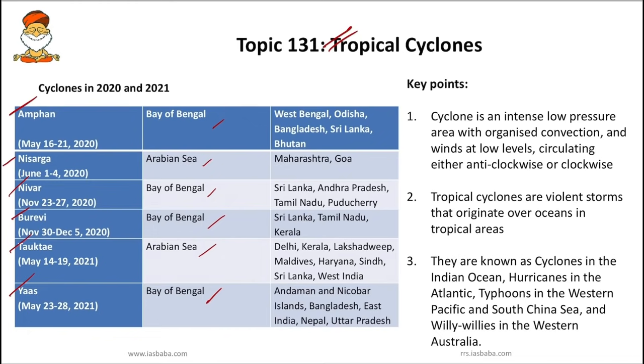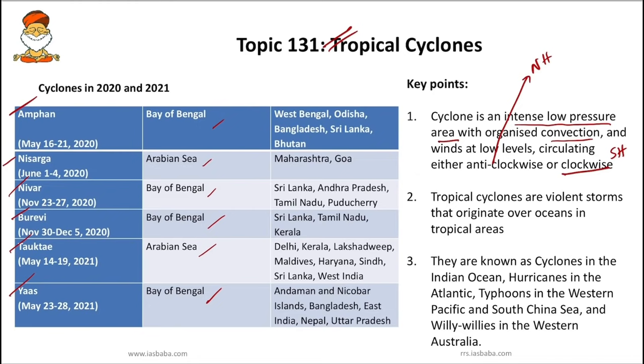So let's try to understand what is tropical cyclone. We know that cyclones are nothing but intense low pressure area, or we can call it a whirl in the atmosphere. These intense low pressure areas are over tropical or subtropical waters with organized convection. What is convection? Thunderstorm activity, right? And winds at low levels which are circulating either anti-clockwise or clockwise. Usually anti-clockwise in the northern hemisphere and clockwise in the southern hemisphere. So a cyclone is an intense low pressure area with organized convection, with winds at low levels circulating either anti-clockwise or clockwise.